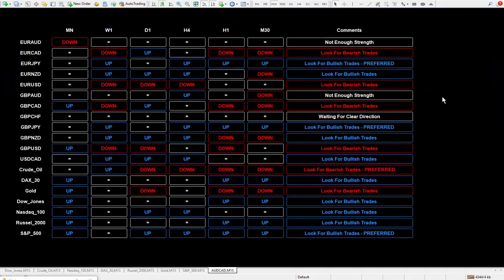Now here's my daily trade plan. It's running in real time. I love it. After more than 20 years of trading, and I had many different trade plans, this by far is the best one I came across so far. It analyzes all the charts from the monthly down to the 30 minutes. And after it does a bunch of calculations, within the comments it'll either say, look for bearish trades, bullish trades, and some will be preferred. And from time to time you'll see there's not enough strength or waiting for a clear direction.